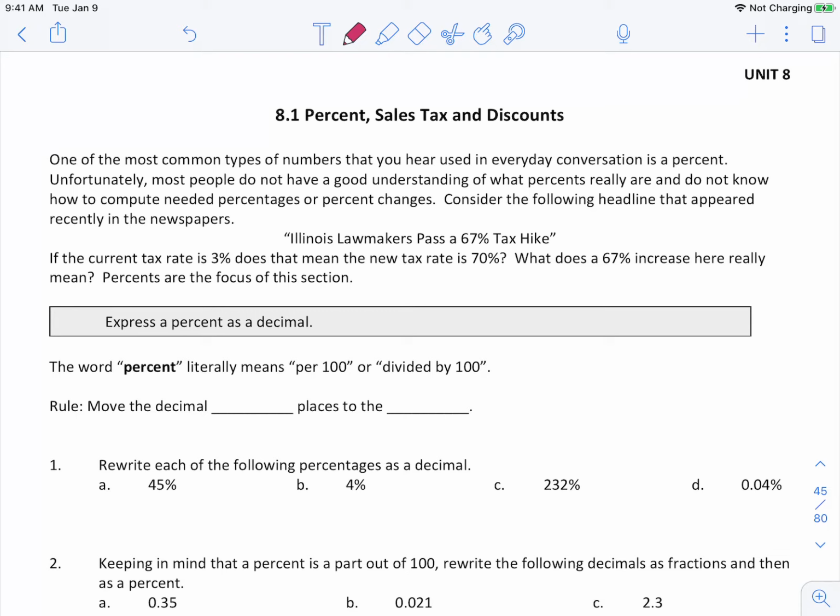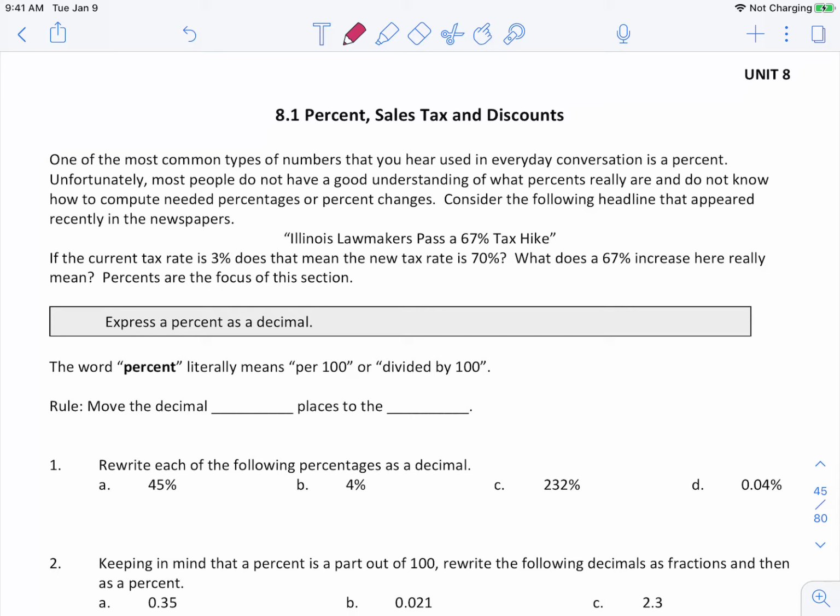Hi everyone. Today we're doing notes for 8.1% sales tax and discounts. One of the most common types of numbers that you hear used in everyday conversation is a percent. Unfortunately, most people do not have a good understanding of what percents really are and do not know how to compute needed percentages or percent changes.